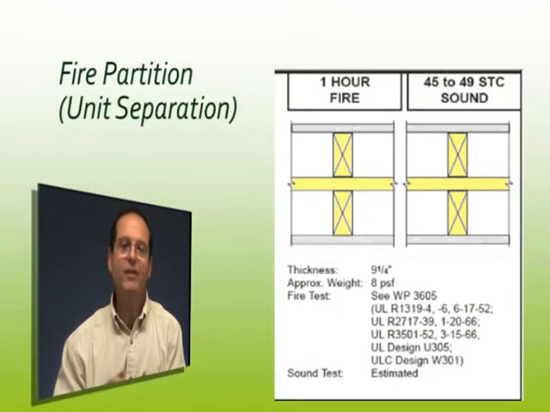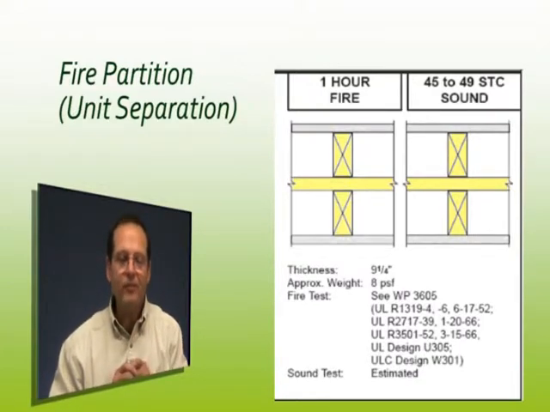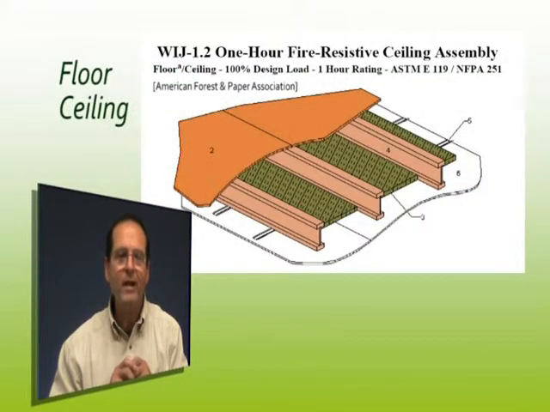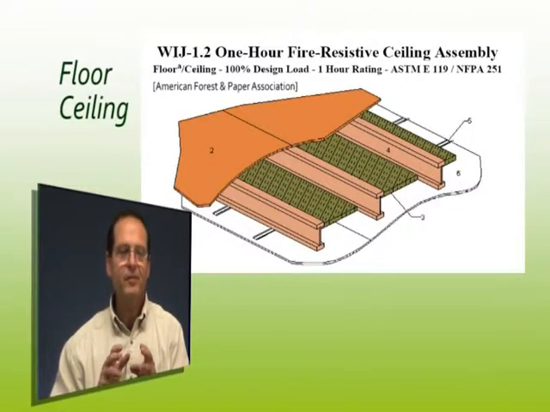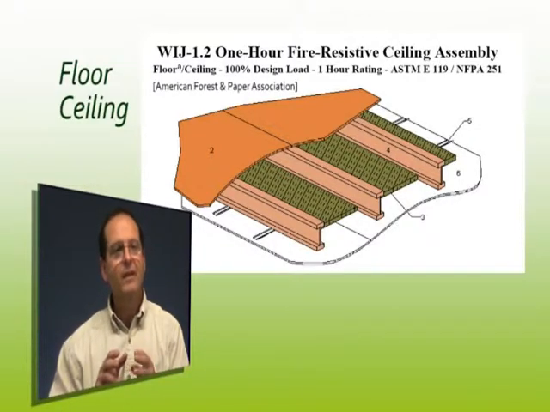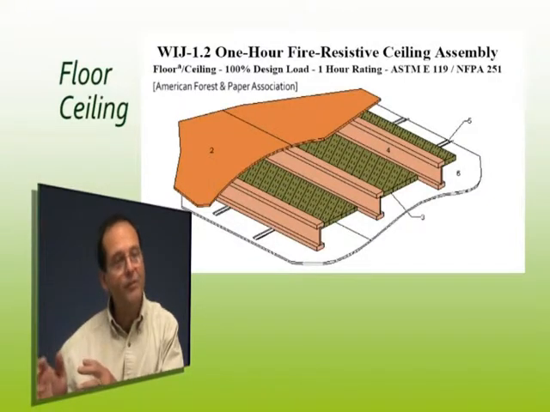Then the big piece here, so the walls are pretty straightforward. The floor ceilings can be much more complex. In this particular case, we're looking for a single layer drywall system. This is a standard system right out of the AF&PA guide, and it works for any number of different manufacturers, although all of them have their own specific ones too.